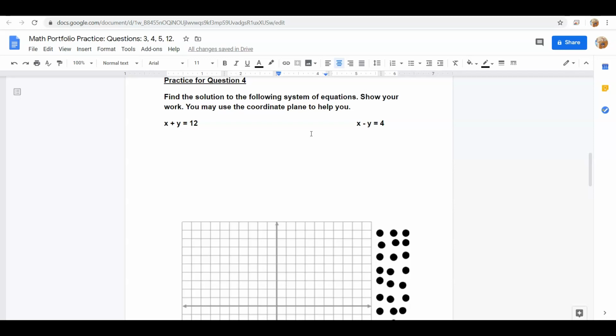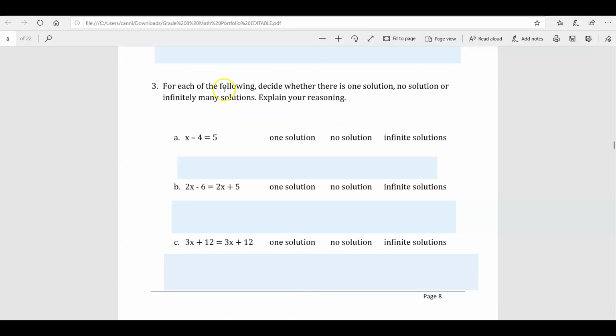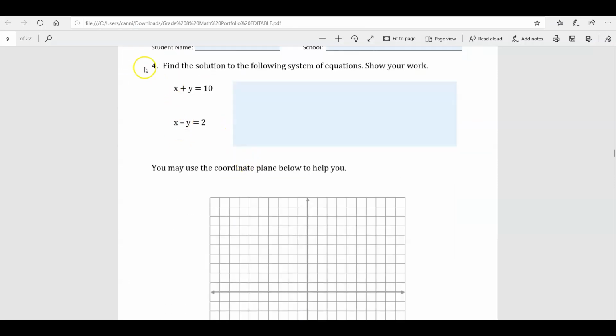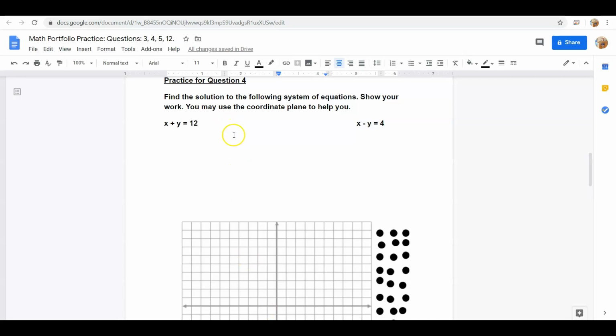This will be the video that I will be using to show you how to answer question 4 in your portfolio. And here's what question 4 looks like. You have two equations. So you have another system of equations when we have two of them. It's the first time we're going to really experience the system of equations that I explained in the last video. But you're going to have a different problem you're going to be working on with me.